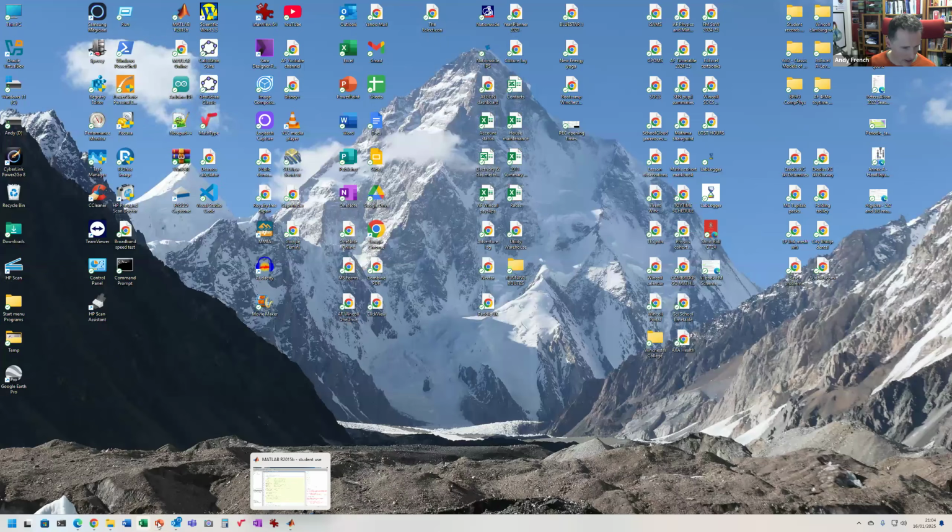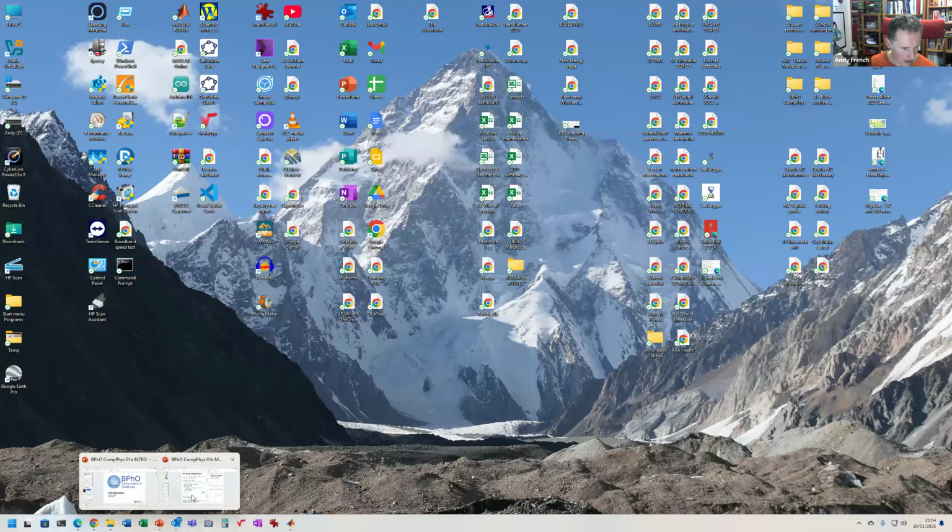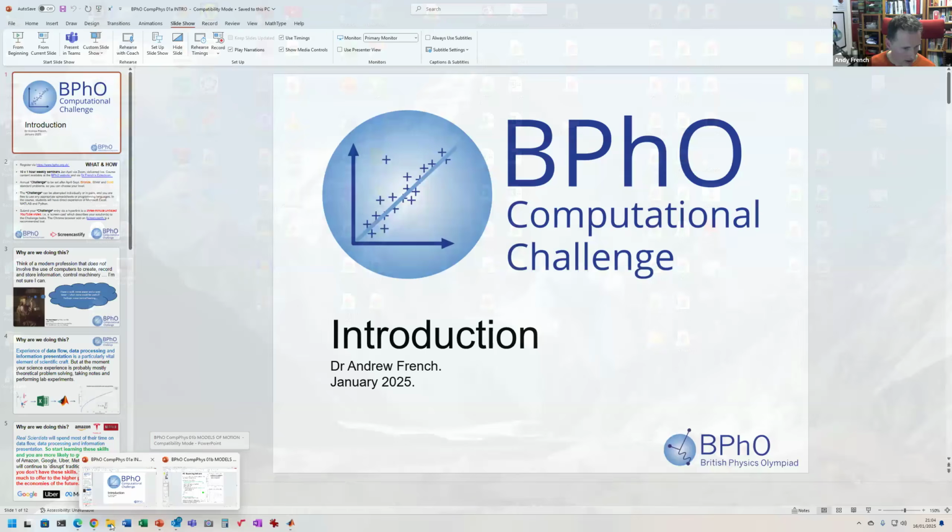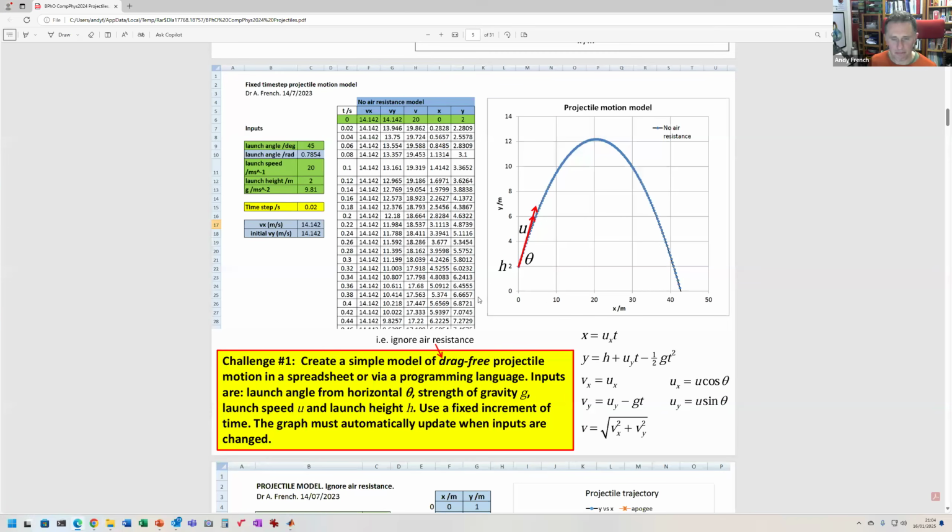So where was I? Computational challenge one, where is it? Here we go. It's a PDF, isn't it? Yeah. So this is the very first challenge. You're going to create a simple model of drag-free projectile motion. And basically, you're plotting this graph. Here's the X and Y and the velocities. And you can do that in Excel, or you could code it up. But that's the very first challenge.